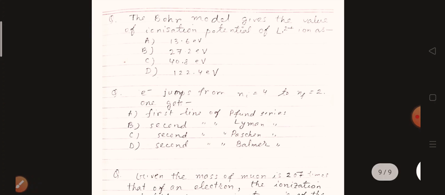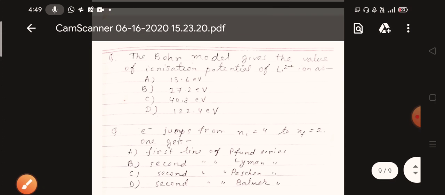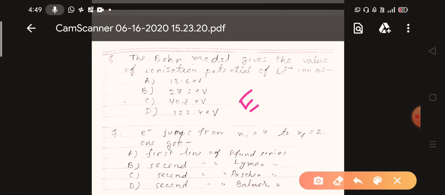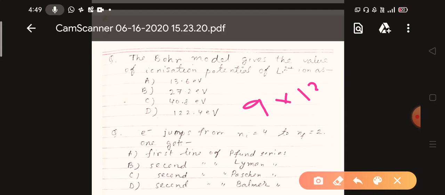Now I have some questions. The Bohr model gives the value of the ionization potential of lithium 2 plus ionized as: 13.6 electron volt, 27.2 electron volt, 40.8 electron volt, or 122.4 electron volt. Now En is proportional to how much? En is proportional to Z square. So here for lithium 2 plus, Z equals 3, so it will be 3 square, that is 9 into 13.6 electron volt, and it will be 122.4 electron volt.